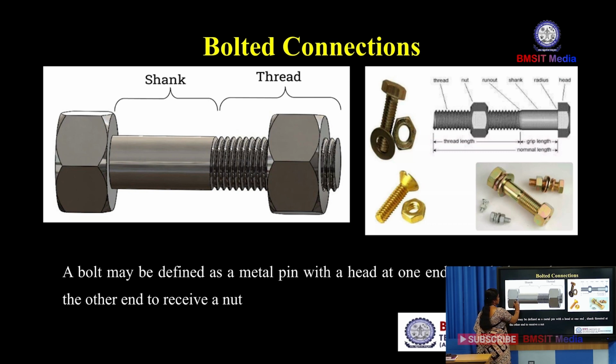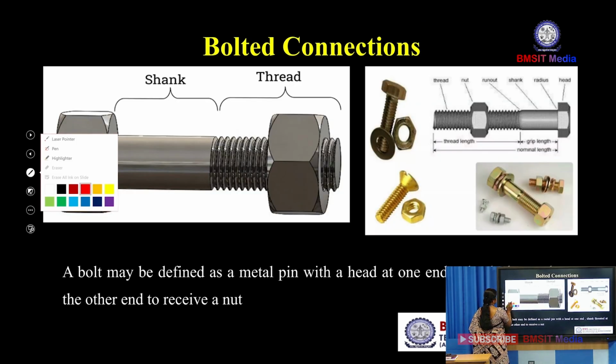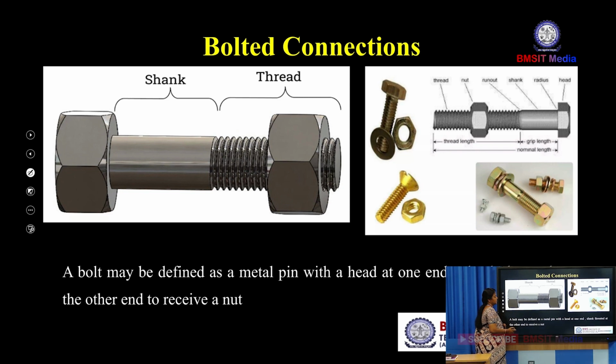So this is a bolt. In that, this part is called the head, this one is called the shank, and this one is called the threaded portion. So totally 3 parts are there. Compared to the shank area, the threaded area is very much less.